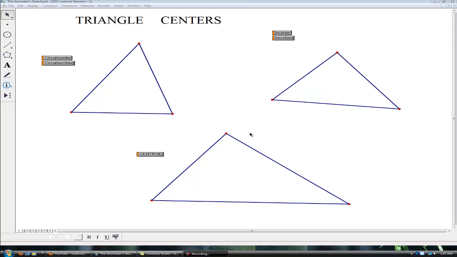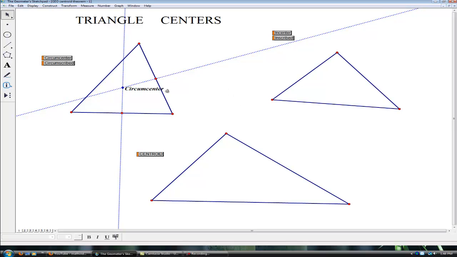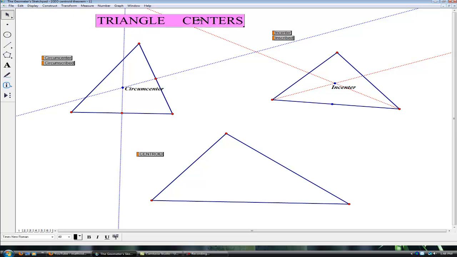Alright, so we've worked through the first two sections of Chapter 5. Let's do a quick review. Section 1 and Section 2 introduced the circumcenter and the incenter. These are two types of triangle centers.